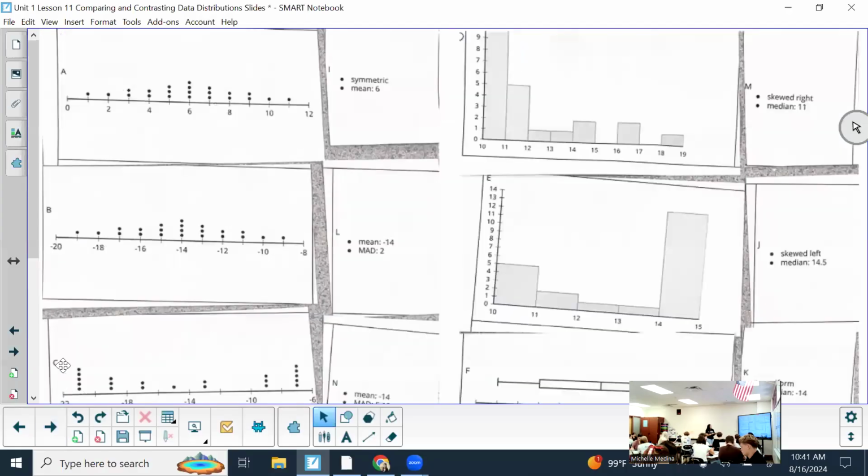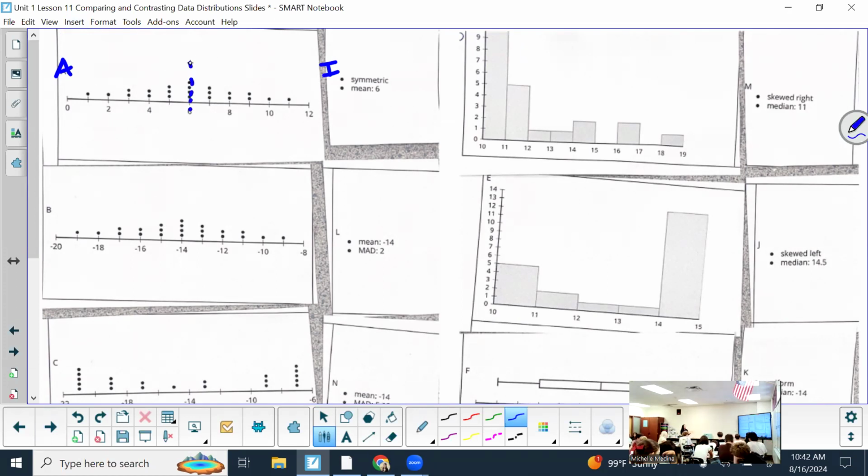Here are the matches. We'll start with A, B, C, D, in that order. So data set A goes with description I, because that data is symmetric, meaning that you can easily tell the mean. It could be where you would draw the line of symmetry down the middle. And that mean is 6.